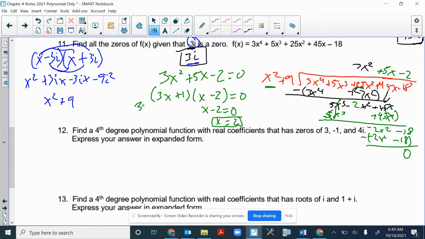And then this one, we do the same thing. Just takes 2 steps. So 3x equals negative 1, so x equals negative 1/3. So we have our 3 answers, because don't forget about the 3i that we came up with at the beginning. 3i, negative 1/3, and 2 are all of our answers.